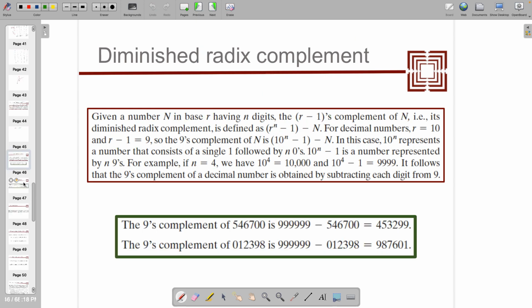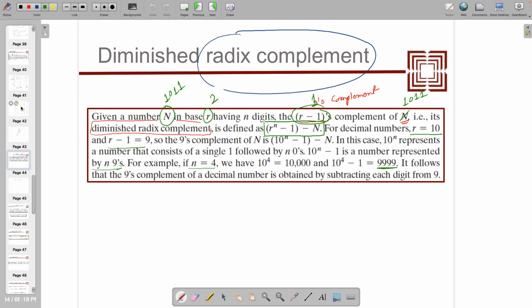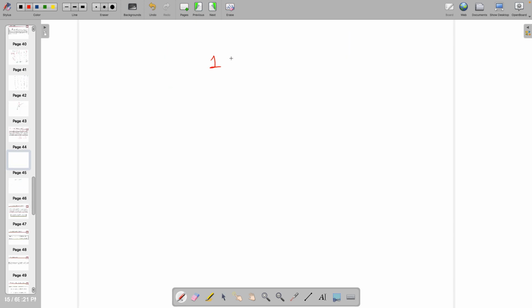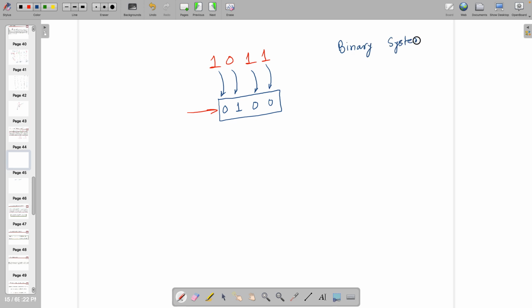Let us go here for the complement of 1011. You just have to invert whatever the bits are there, 1 to 0 and 0 to 1, and that is the one's complement. Before going to any calculation, earlier we were studying the general definition, but this is applicable only for the binary system where we want the one's complement. So, the one's complement is the one where you invert the bits.